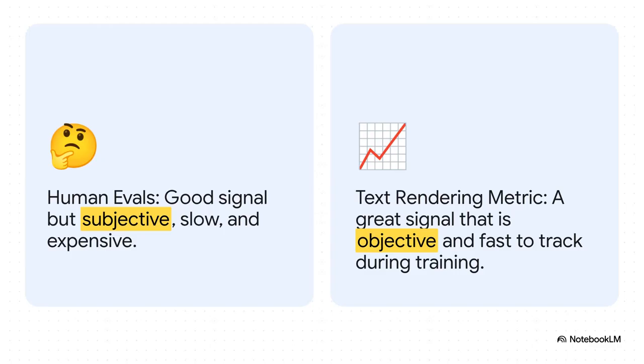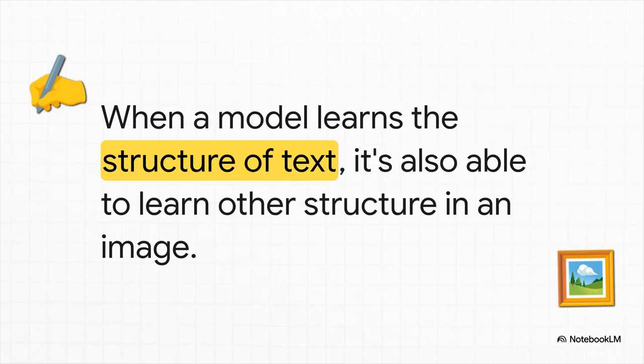The old way was to get a bunch of people in a room to rate images. But that's slow, it's expensive, and honestly, it's totally subjective. So the team found a clever shortcut, a metric that was objective and fast. How well could the model draw text? It sounds small, but this turned out to be a signal for something way bigger. And what they found was just fascinating.